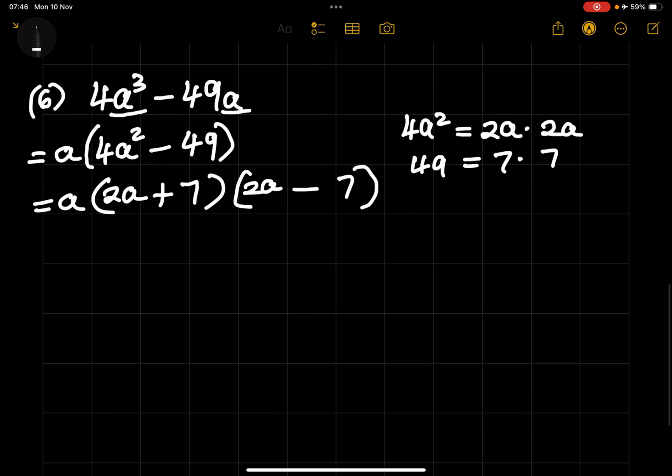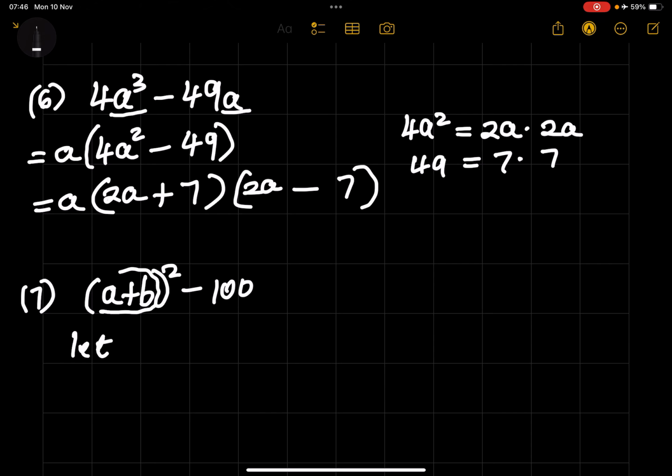All right, now let's go to number 7. On number 7, we have a plus b squared minus 100. Okay, and we can see that this is a difference of two squares. If you're not seeing it properly, I'll say let what is inside this bracket, a plus b, be k.